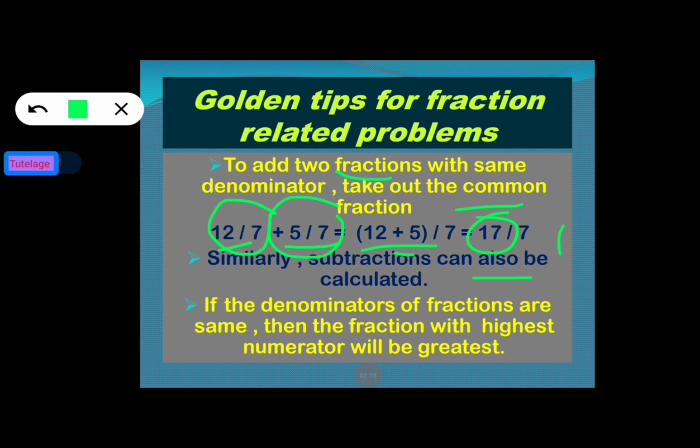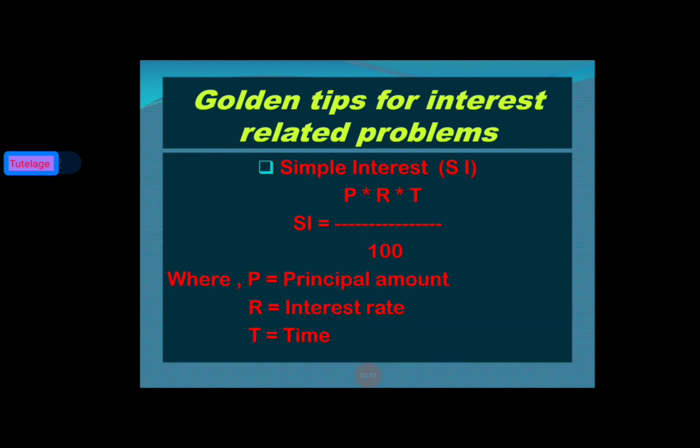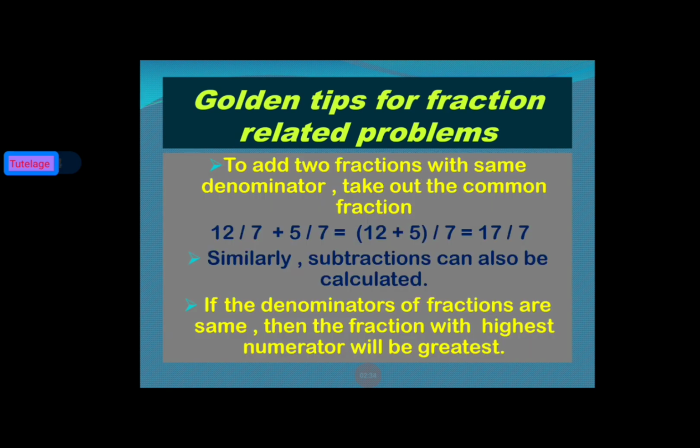Okay. So now move on to the third one. If the denominators of fractions are the same, then the fraction with the highest numerator will be the greatest. Okay. So what is the basic meaning of this type of golden tip for fraction related problems?